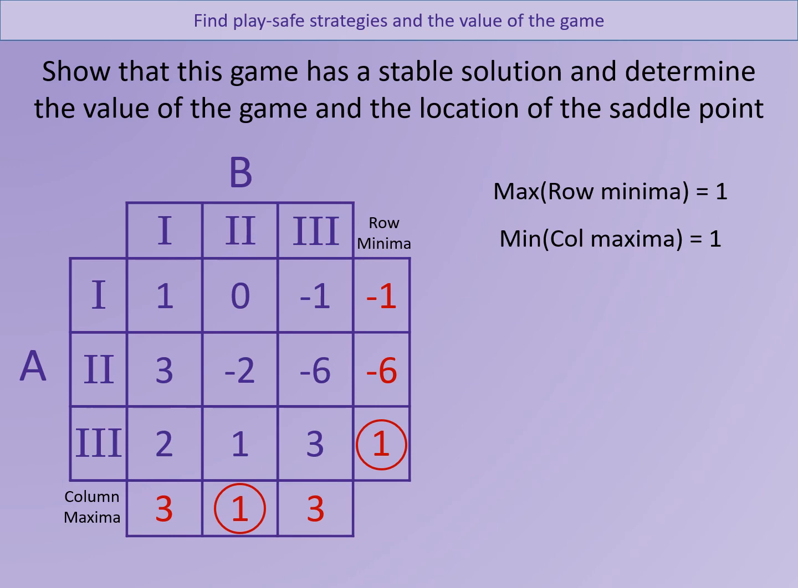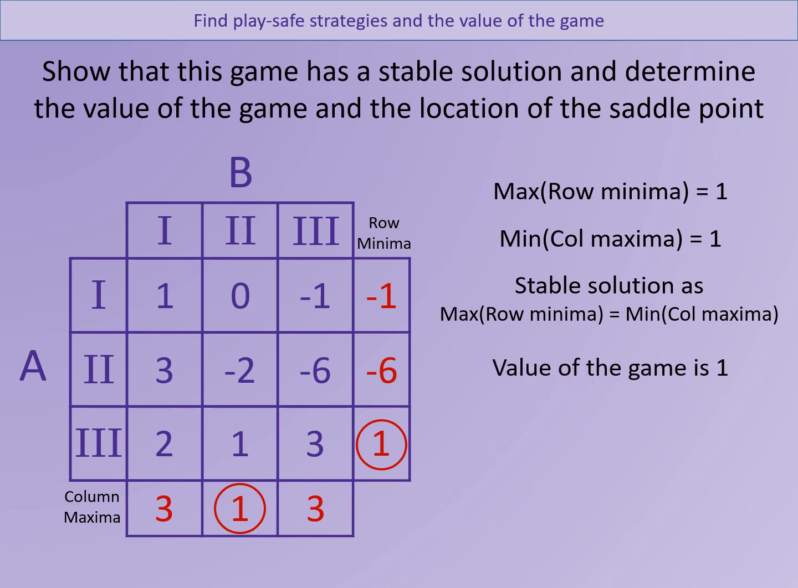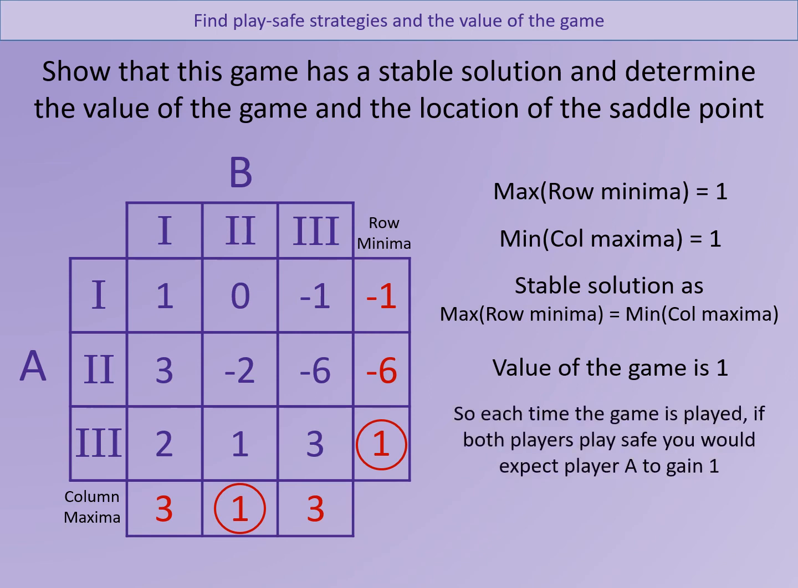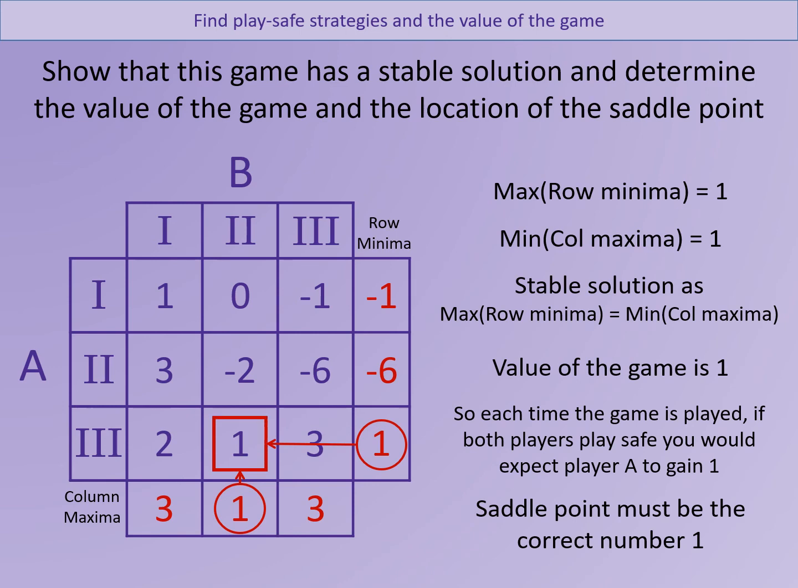So the fact that we've got the same number for both tells us that we have a stable solution. So we would write stable solution as max row minima equals min column maxima. The value of the game is therefore 1. This means that each time the game is played, if both players play safe, then A will win 1. The saddle point is shown there. It is with player A choosing strategy 3 and player B choosing strategy 2.